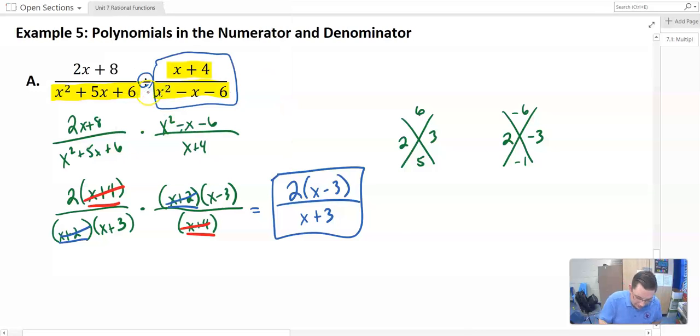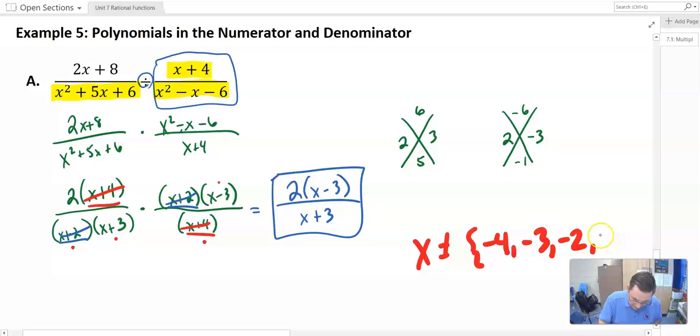And in this case, x will not be equal to the following values. From this one, negative 2, negative 3, negative 4. We still got the negative 2 from this one, but also positive 3. So there's actually 4 numbers that we have to be concerned about: -4, -3, -2, and +3. All of those are going to be issues of the domain when we go to graph these functions.